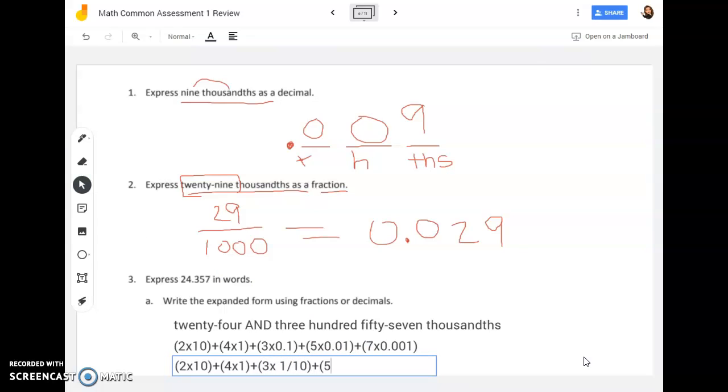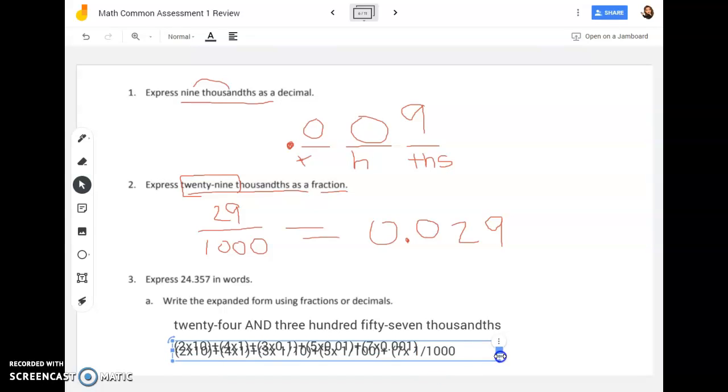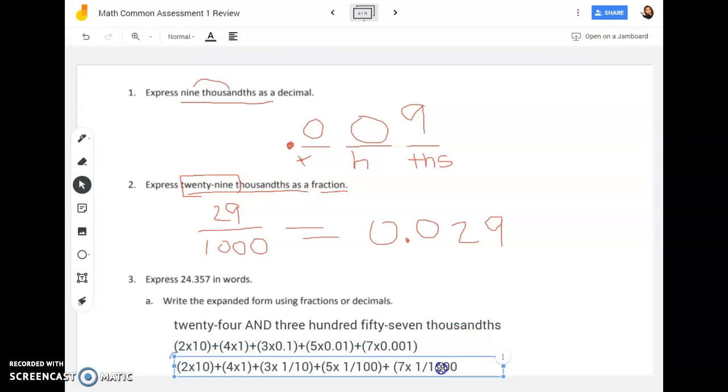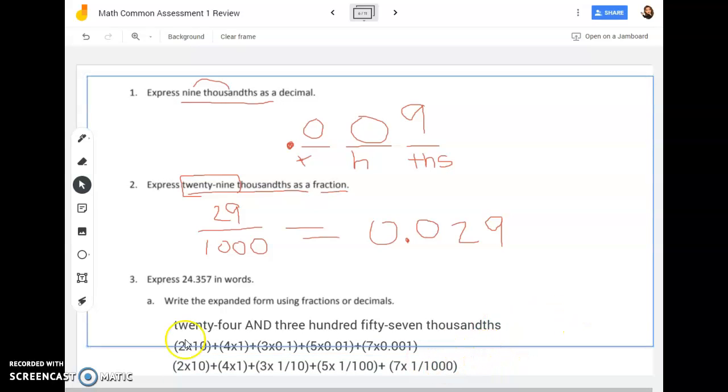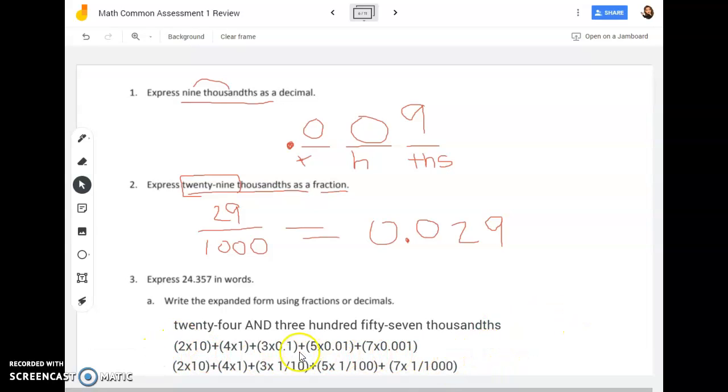Then we have our 5 in the hundredths place. So now we're going to write the fraction 1/100. Then we have our 7 in the thousandths place. So we're just going to write 1/1000. Sorry, I know that looks crazy. Let me fix it. And that's because we have our 7 in the thousandths place. So here we see expanded form written with decimals and then expanded form written with fractions.